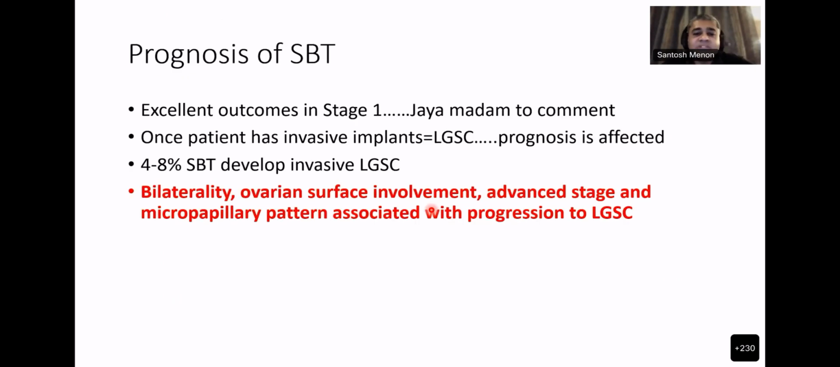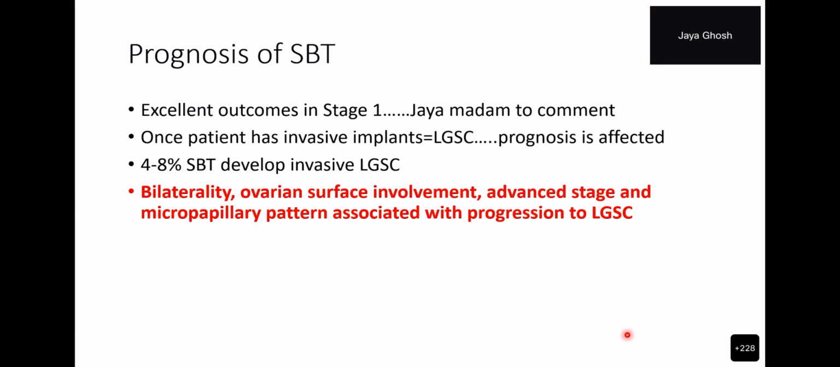And these are certain prognostic features which are important. Dr. Jaya would like to comment on the excellent outcomes of stage 1 tumors. Yes, stage 1 borderline tumors have an excellent outcome, and they can also undergo fertility sparing surgery because many of these occur in young women. But what is important is to follow these patients up. And of course, in borderline tumors, a medical oncologist has no role. So even if it is stage 3 with non-invasive implants, there is no role of chemotherapy.